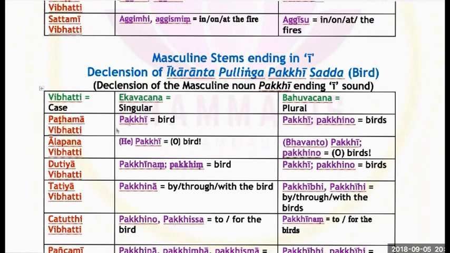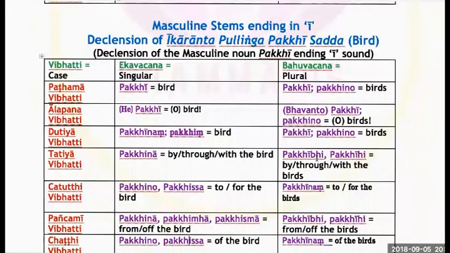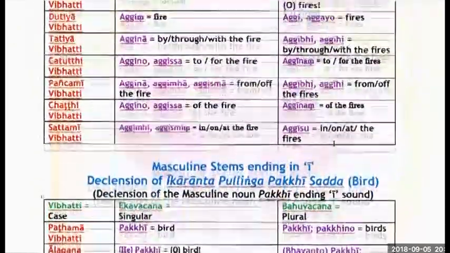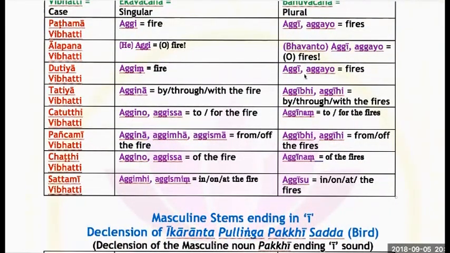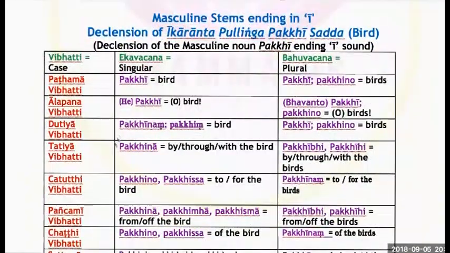So we have both ekavachana and bahuvachana with the same word. And then in alapana vibhatti again, he pakki, same thing. Bhavanto pakki, same thing, and then pakkino. So here we have very similar forms. Then this one, pakkinang, pakking, pakki, pakkino. Look at aggisadda in comparison: agging, aggi, aggayo. This one is a little different, right? Pakkinang, pakking, pakki, pakkino.